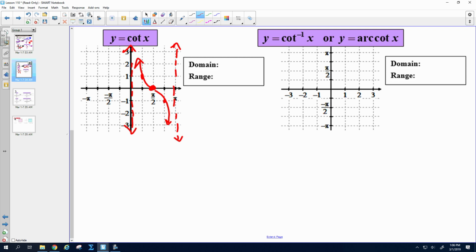Again, we only need one of them, so it passes the horizontal line test. And now my domain would be what, you guys? 0 to pi. And are we including 0 and pi? No, we've got asymptotes. And my range would be what?